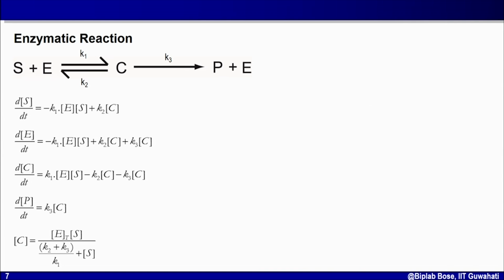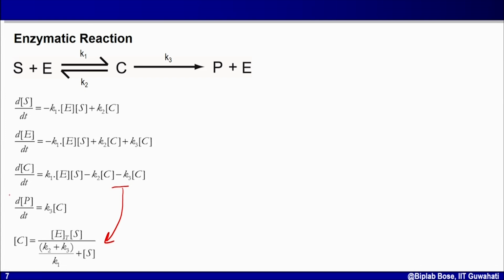So let us clean a bit. What I have got, this is my scheme and I have initially written down the ODEs. From the dC/dt, I have got this relation considering steady state for C, that C is equal to ET into S divided by (K2 plus K3) by K1 plus S.